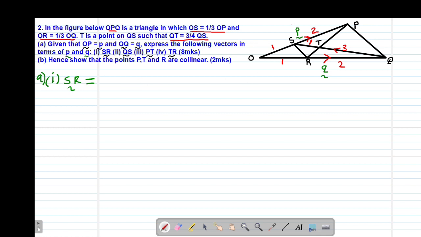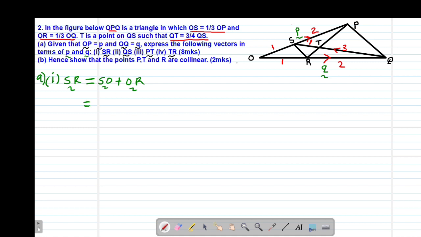So I'm going to pick the easier route to work with, which is from S to O, that is SO, then from O back to R, because the direction is from point S up to the point R. So this should give us the following. So SR, I'm going to use SO, the direction of vector SO, then I'm going to add OR.